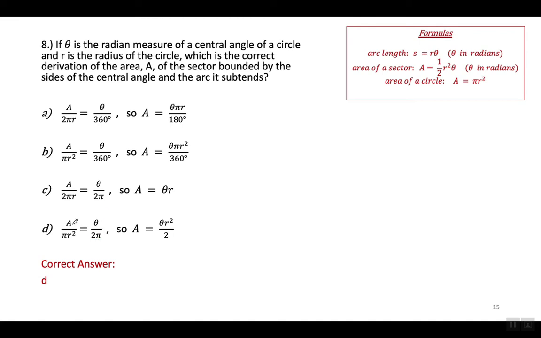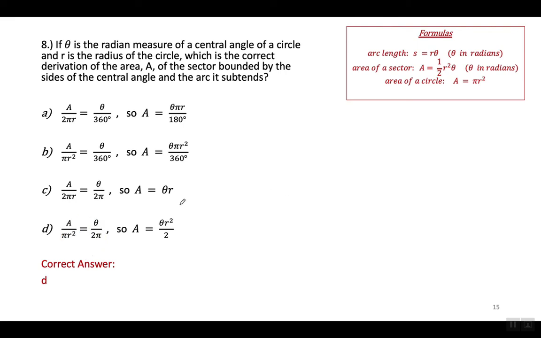All right. A quick explanation is that they're comparing the area of the sector to the area of the entire circle, and they're saying that equals the measure of the central angle in radians to the measure of the entire circle in radians, which would be 2 pi. All right, and I'll leave it at that.